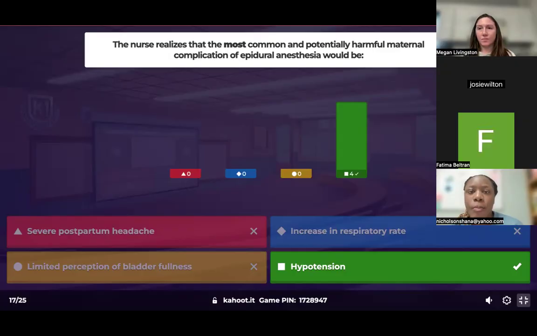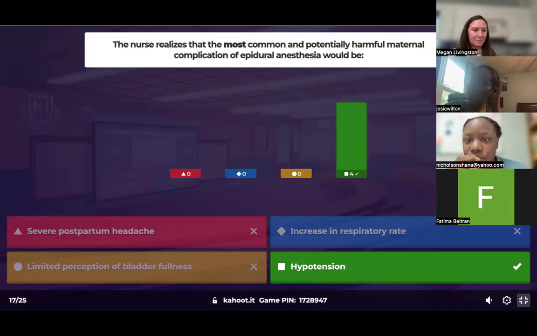But we don't want to lay her in Trendelenburg. Why would we not want to lay her all the way in Trendelenburg? I can't remember, but you don't want a pregnant woman in supine anyways, though. Right, because of supine hypotension.